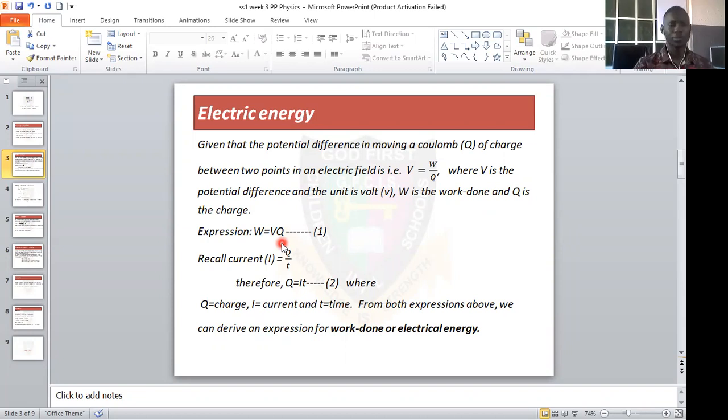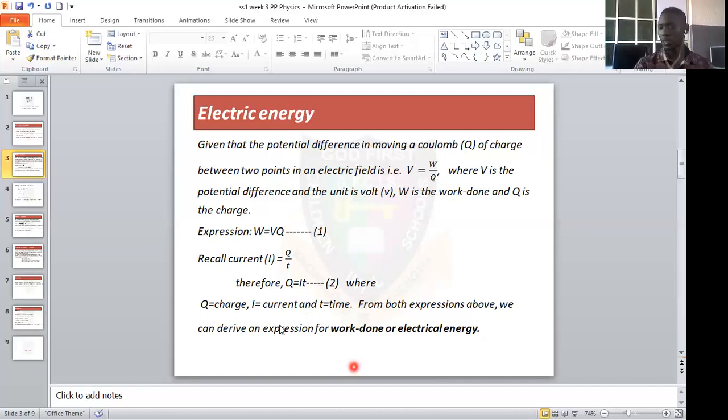And recall, I equals Q over T. In our previous topic, in the week 1 topic, we talked about electric current, which is the rate of flow of charge along a conductor, I equals Q over T, where Q is the charge, T is the time, and I stands for the current. If you make Q the subject of the formula, you have Q equals IT. So replace the Q in equation 2 with the Q in equation 1, and you have the expression for work done.